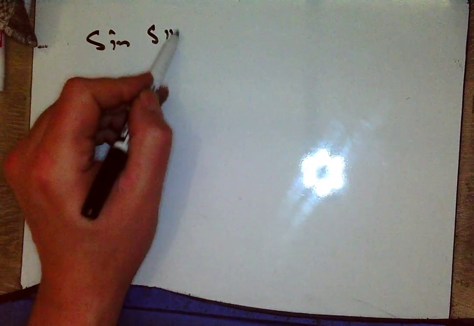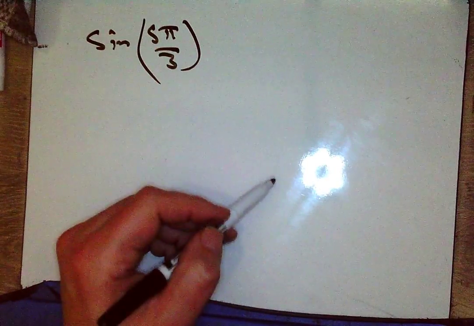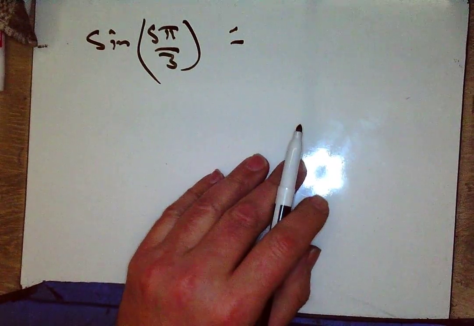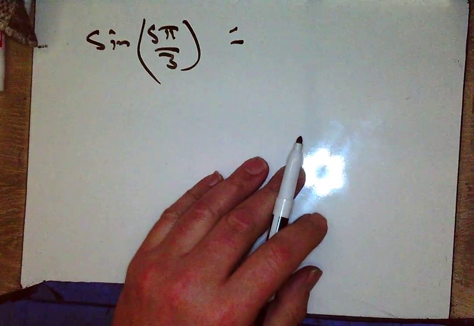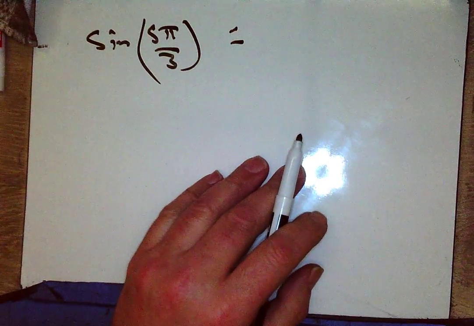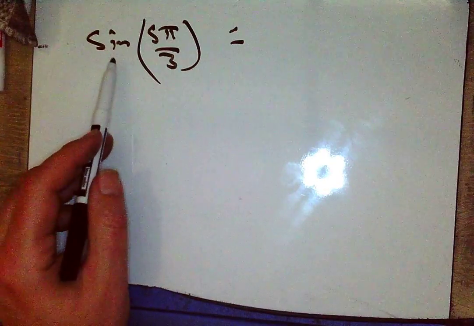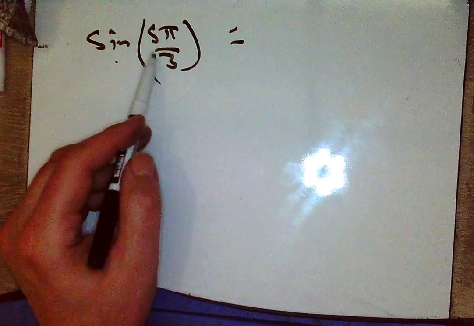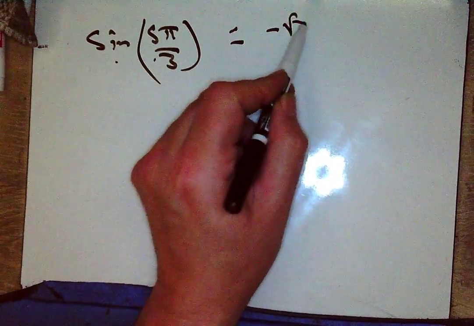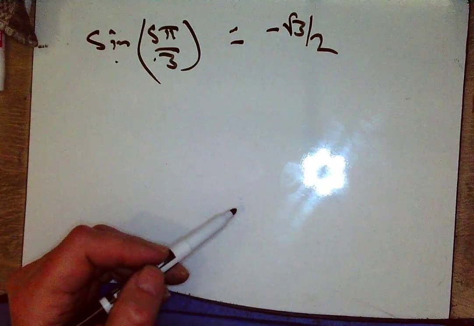Okay, I'm going to move on. Sine of 5 pi over 3. 5, 4, 3, 2. Hurry, the ice weasels are coming. 1. Sine is the y value. The y value at 5 pi over 3 is negative root 3 over 2.